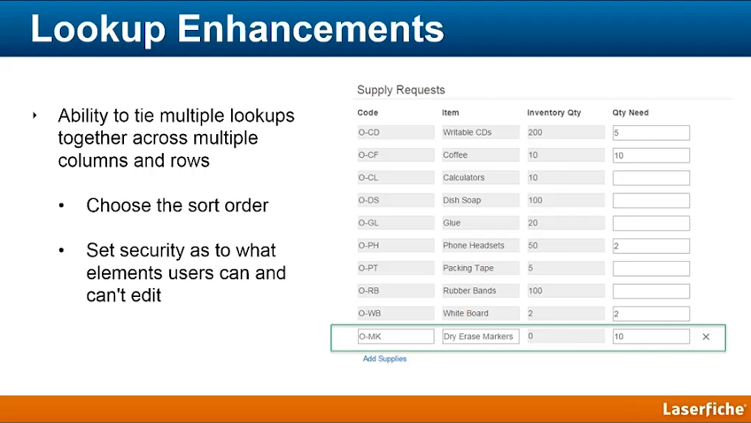So in this screenshot that we set up here, we have a supply request form. It's sorted alphabetically by code, where users are unable to change the current codes, item names, and posted inventory quantities. But they can indicate how many of each item they are requesting. They can also add new items to the list, which can be written back to the external data source and added to future lookups as well.